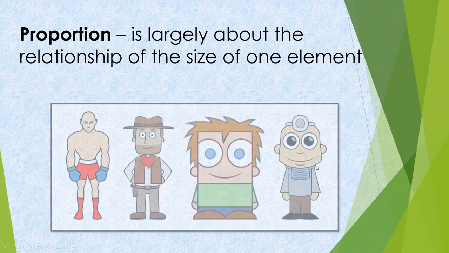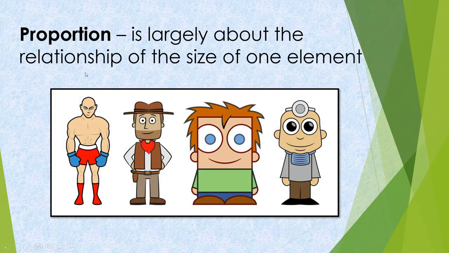Next one is proportion. It's largely about the relationship of the size of one element to another. Okay, so this is proportion. As you can see there, there is a difference in the size of each object, or the size of one element.